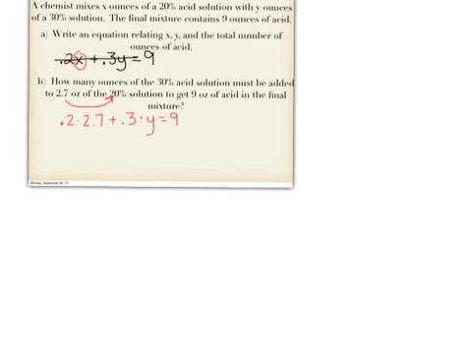Okay, and now I'm just going to solve. 0.2 times 2.7 is, I believe, 0.54. Someone check that for me. Devin, you have a calculator right in front of you. Right, thank you. Plus 0.3Y. What am I going to do to solve from here? 0.54. Okay, that's minus 0.54.